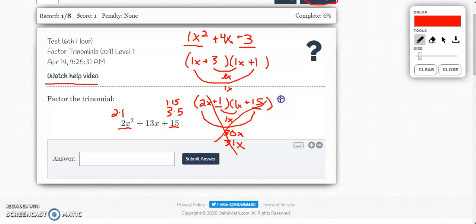Okay, so let's try another option. So let's stick with the same set of factors, the 1 and the 15. Let's just switch spots.